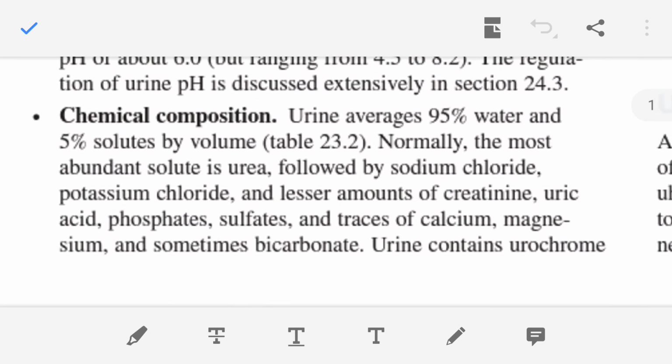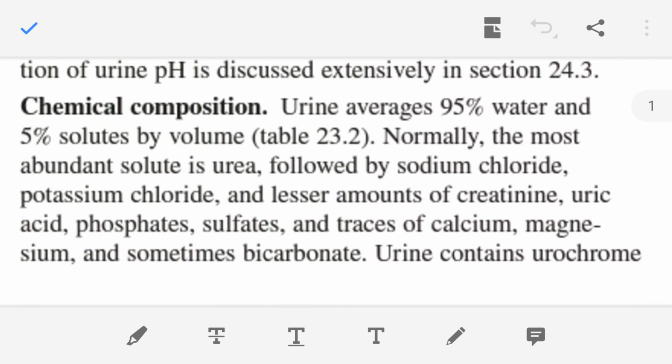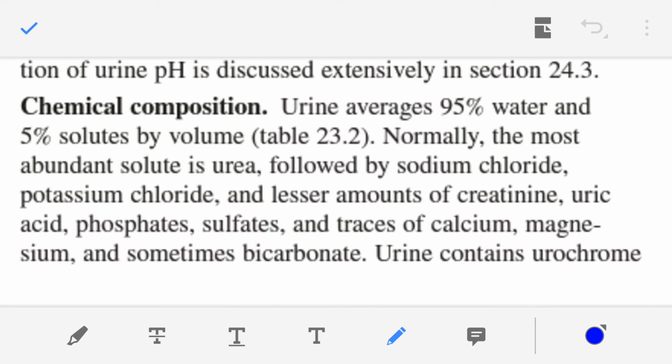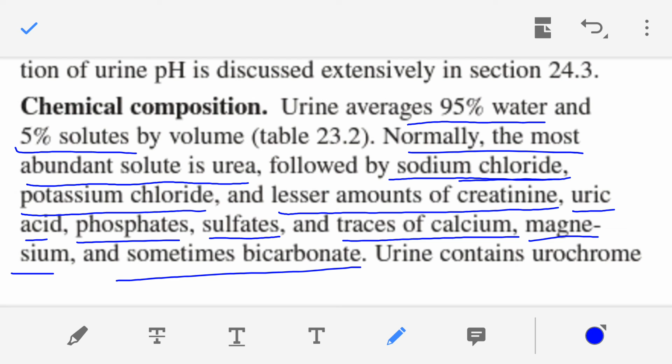Chemical composition, the constituents or the components of the urine. So in the urine, what is present? 95% water is there in the urine, and 5% solutes are present. Normally the most abundant solute present in urine is urea, which is followed by sodium chloride, NaCl, then potassium chloride, KCl, and in lesser amount creatinine is present in the urine. Uric acid is also present, phosphates are present, sulfates are present, and traces of calcium are also present. Then magnesium is present, and sometimes bicarbonates are present.